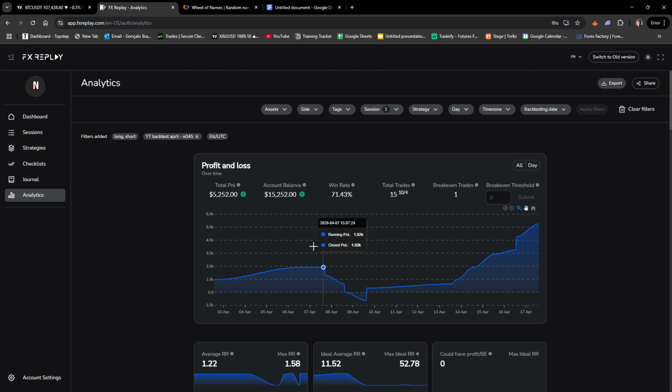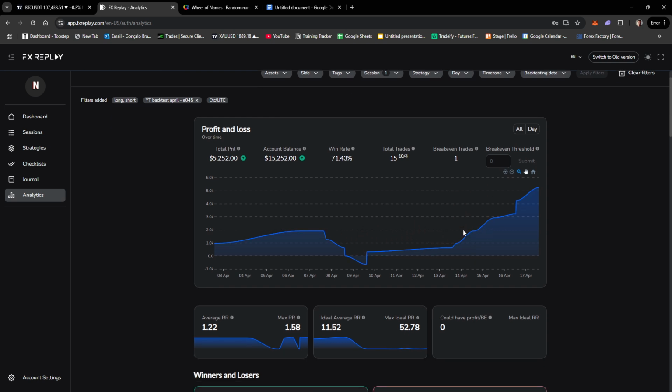Okay, you can see we suffered pretty bad drawdown here. 71% win rate, 1 break even, fantastic result. And we ended up with 5,000. So around 9R in profit here.